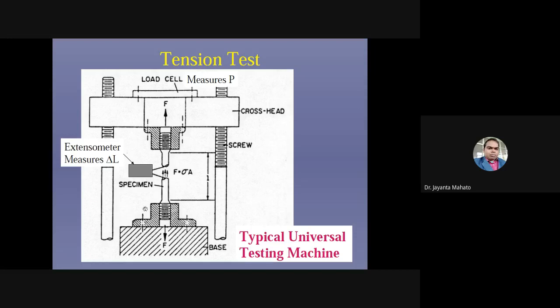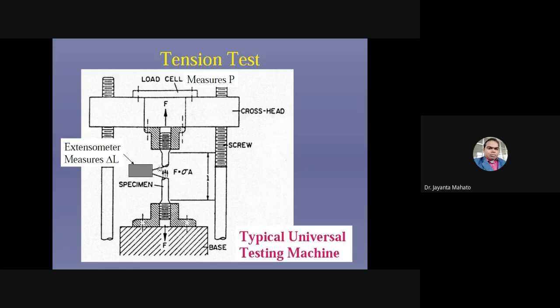Why does the movement of the crosshead not give the correct strain? Because there is some slackness. With this crosshead there are some screws and linkages, so the change of crosshead position will not give the correct measurement of strain. So to get the correct measurement of strain, we have to attach an extensometer. This is an electronic device, and from it you will get the correct strain value.